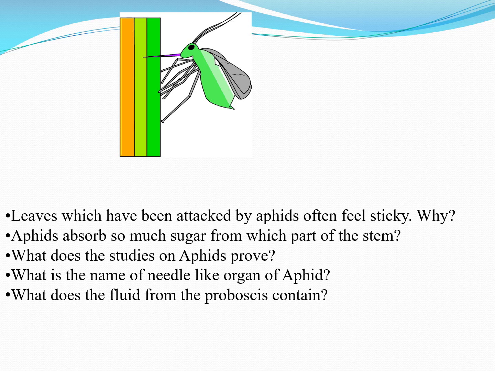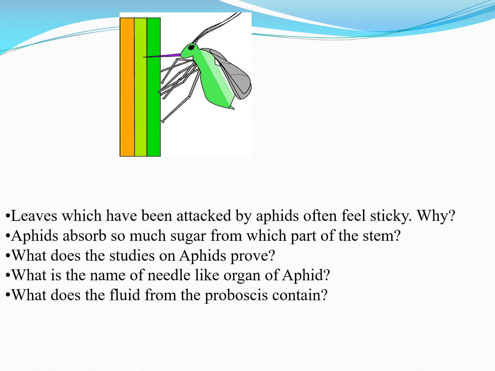Here first question. Leaves which have been attacked by aphids often feel sticky. Why? Leaves appear sticky because of honeydew which is excreted by aphids. Aphids absorb so much sugar from phloem which is not assimilated and is excreted as a sticky syrup called honeydew.